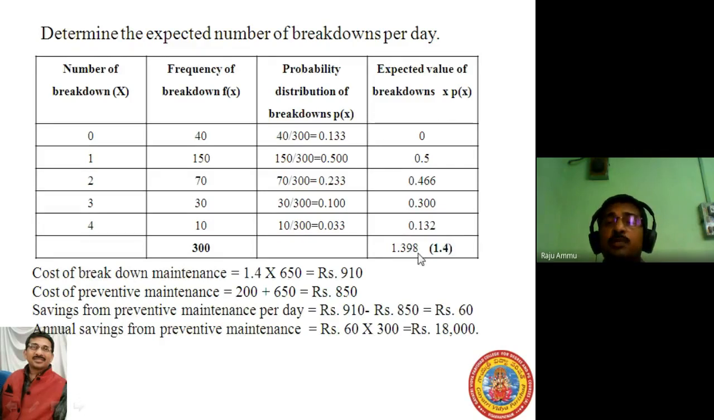Now the moment you total it, you have here 1.398, or approximately 1.4 average breakdowns per day, out of 300 days. That is what I mean to say. 1.4 breakdowns in a day, and the cost of a breakdown maintenance is 1.4 per day into 650, which comes to 910.